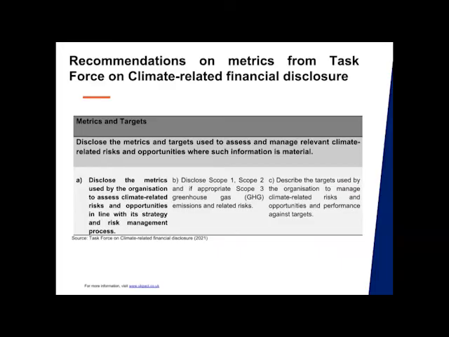So in terms of the metrics recommended from a TCFD perspective, it's really critical to look at what those are being used by the organization.